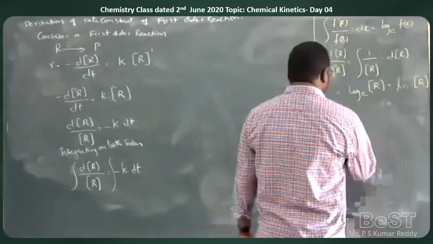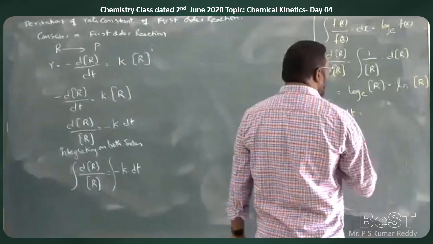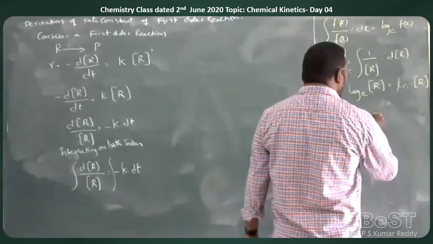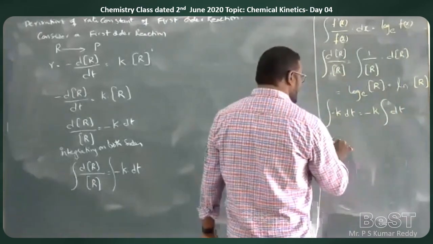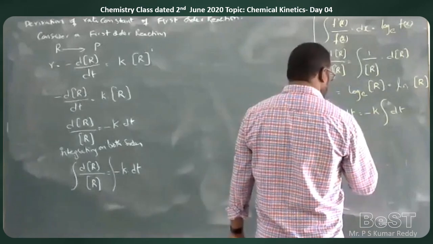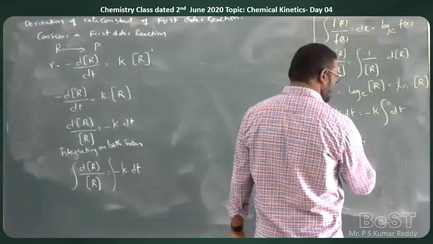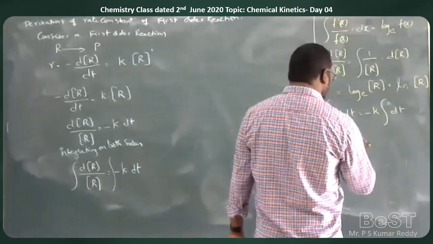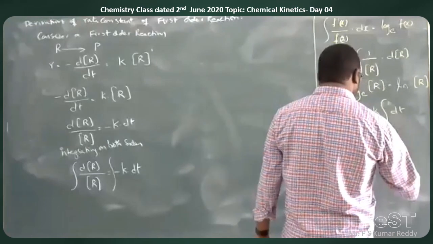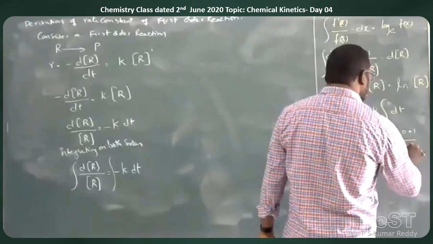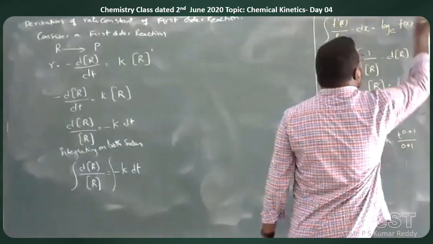In the same way, integration of k dt is equal to, since this is a constant value, minus k times integration of dt, minus k. So here we are going to apply the previous formula: t to the power of 0 into dt is equal to minus k into t to the power of 0 plus 1 by 0 plus 1 plus I. Here we had missed the plus I.